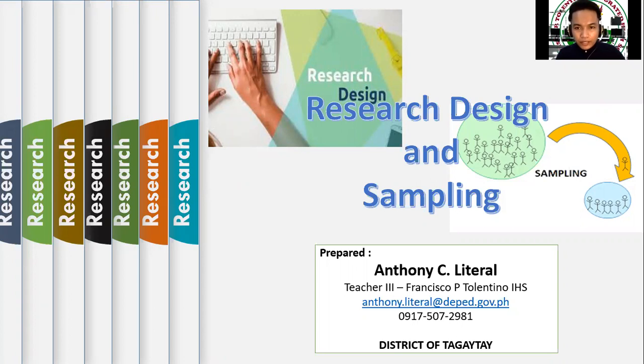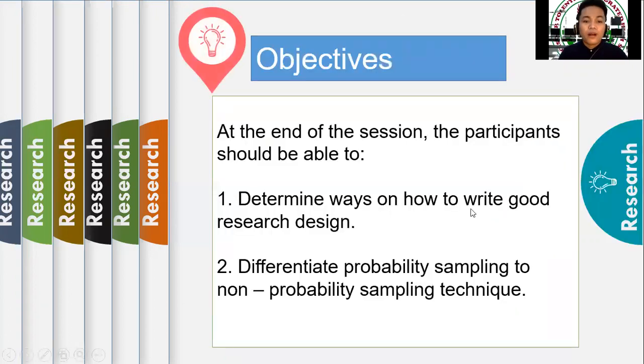My topic for today is about research design and sampling. For today's objective, at the end of the session, the participants should be able to, number one, determine ways on how to write a good research design. Number two, differentiate probability sampling from non-probability sampling.